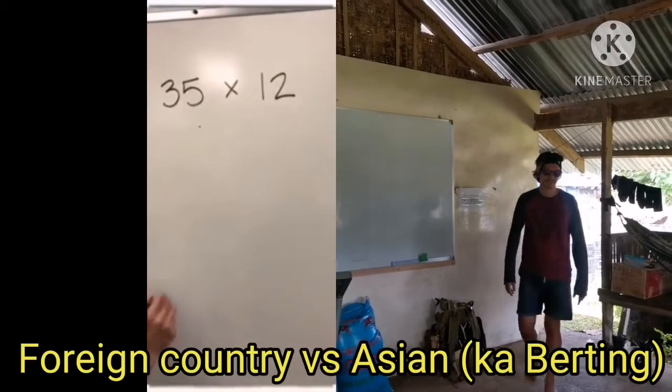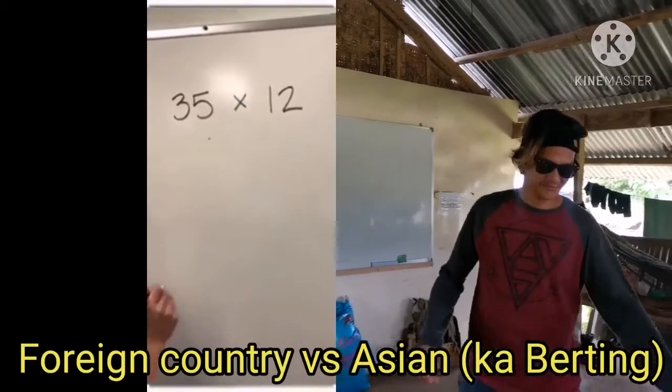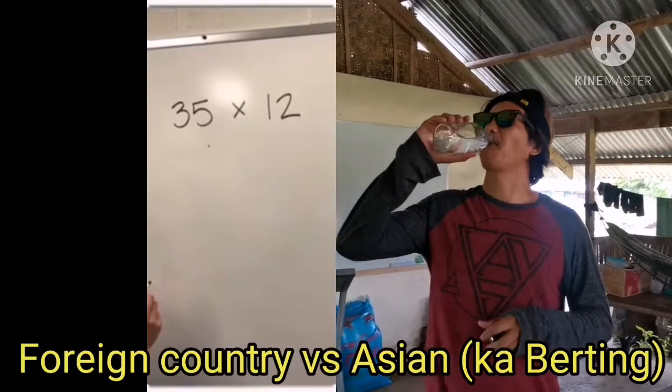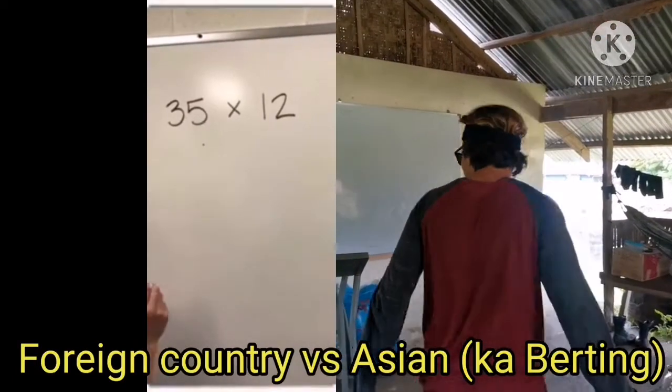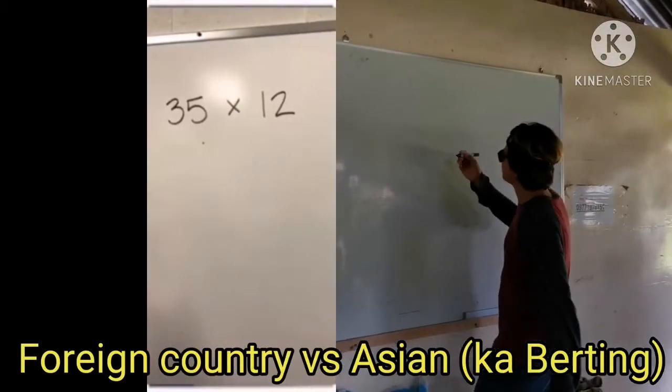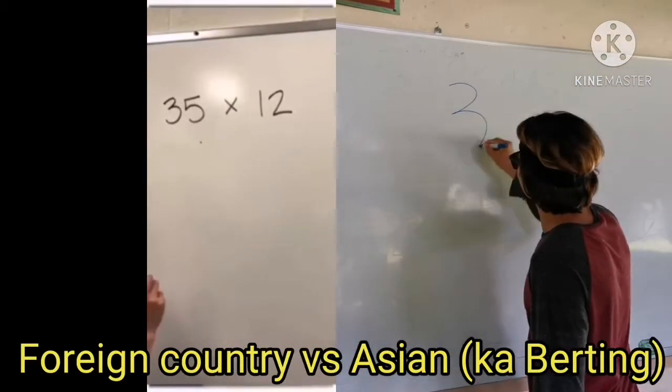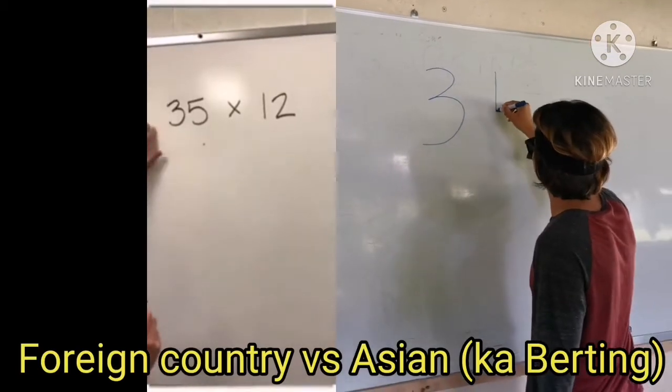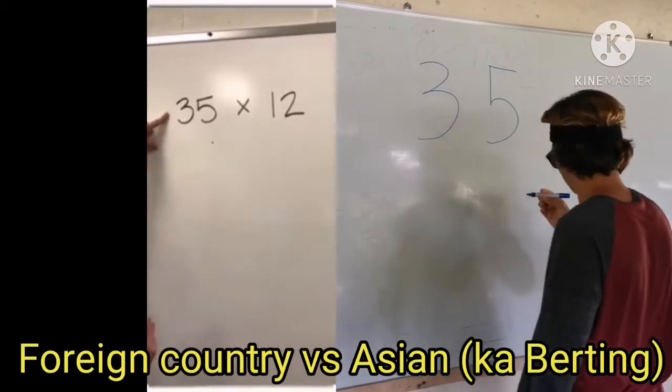Okay, fourth grade parents. So in class, your children have been learning how to do area model to solve multiplication problems. This is very different from the way that we were taught in school, so I kind of wanted to give you guys some tips so you can help them if they're having trouble. So first thing is we have our multiplication problem, 35 times 12.